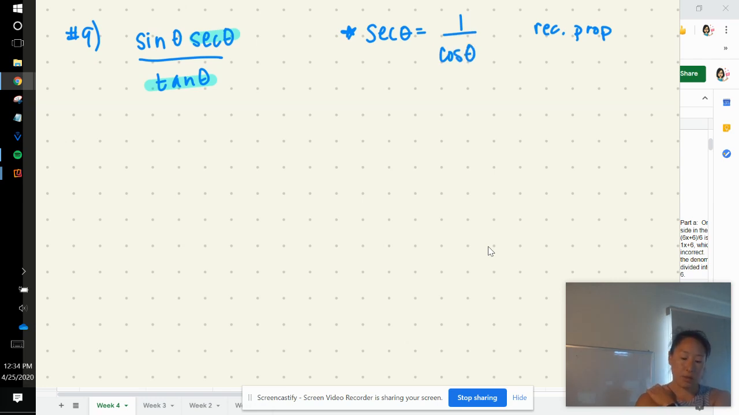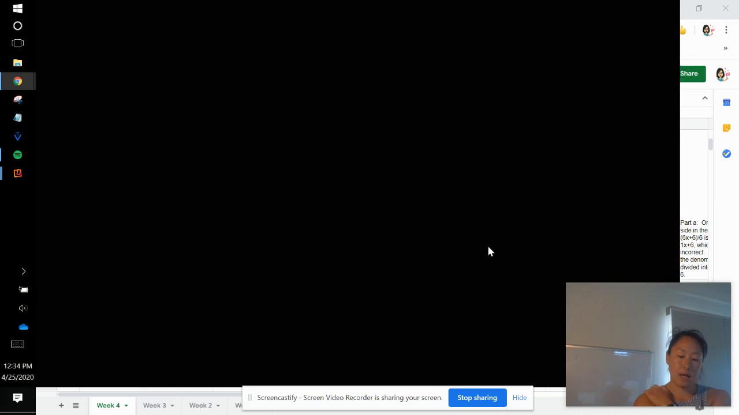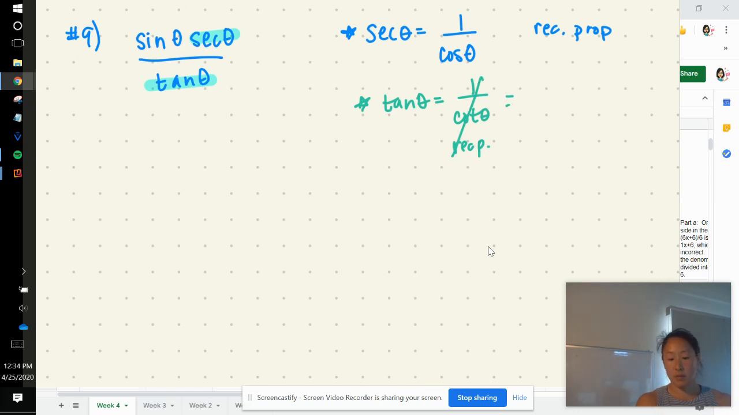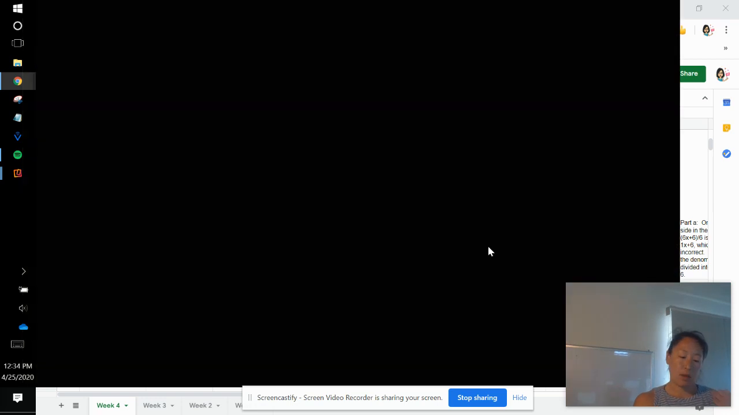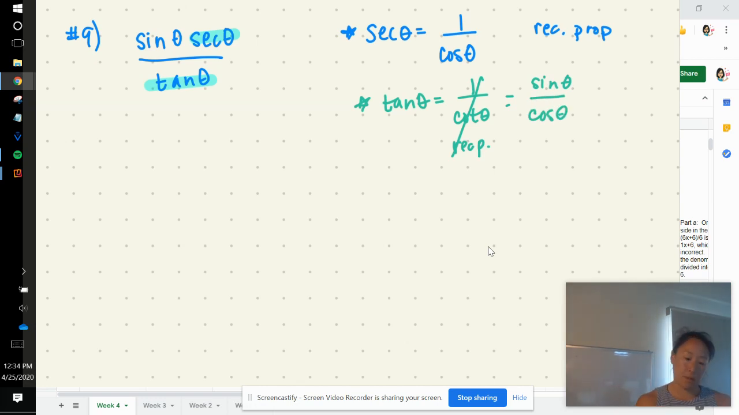And then I also remember that tangent of theta, I can write that as 1 over cotangent of theta using the reciprocal properties. But I want this in terms of sine and cosine, so I'm going to write it as sine theta over cosine theta. All right, so let's go ahead and substitute and swap in that stuff.